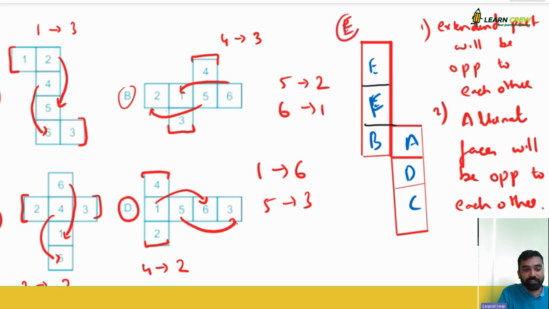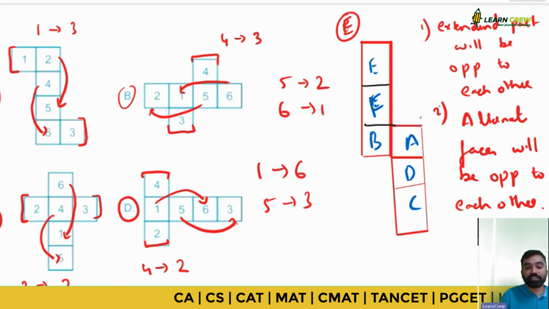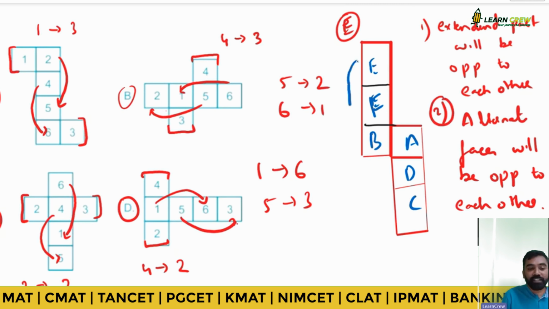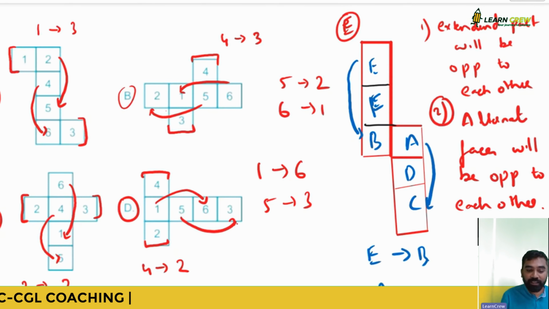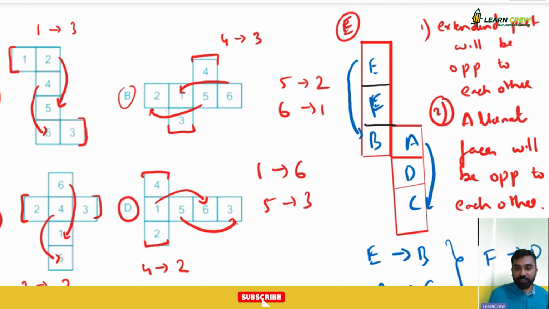If this is E, how do I solve this kind? What do you think? How do you think you'll solve this? Now you can use rule number 2 here. Alternate faces are opposite to each other. E and B are opposite to each other. A and C are opposite to each other. If you found out 2, the balance is nothing but F is opposite to D. Correct. So this is how you find out the faces for an open dice.